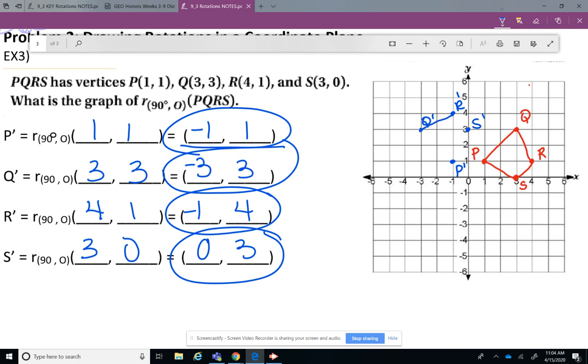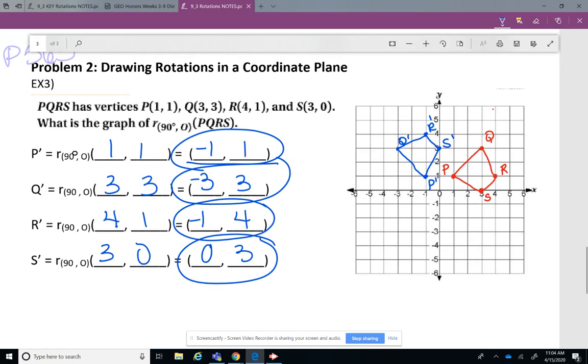Now connect the dots. You just rotated that 90 degrees. The angle measures didn't change. The distance didn't change. All right.